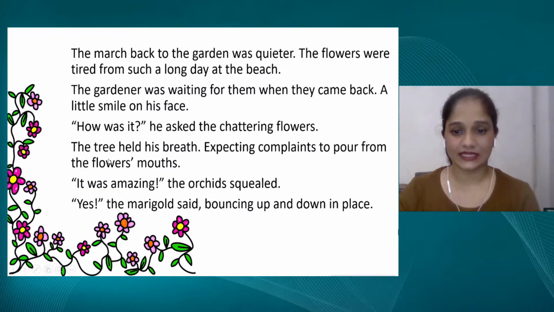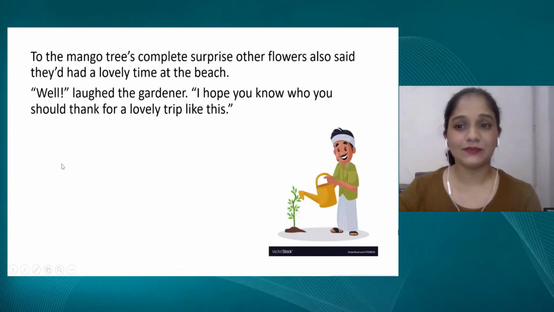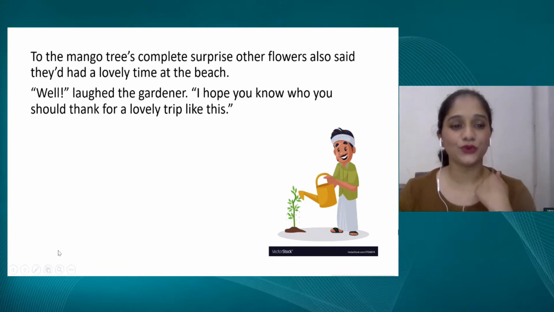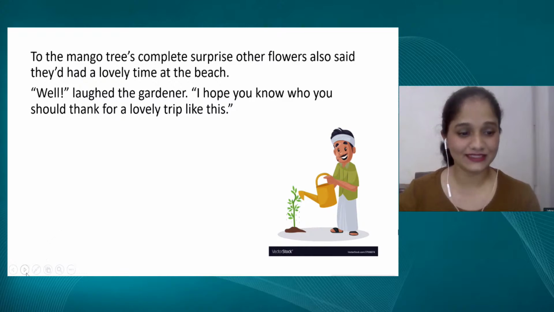The tree held its breath, expecting complaints to pour from the flower's mouth. "It was amazing," the orchid squealed. "Yes," the marigold said, bouncing up and down in its place. To the mango tree's complete surprise, the flowers also said they'd had a lovely time at the beach. "Well," laughed the gardener, "I hope you know who you should thank for a lovely trip like this."